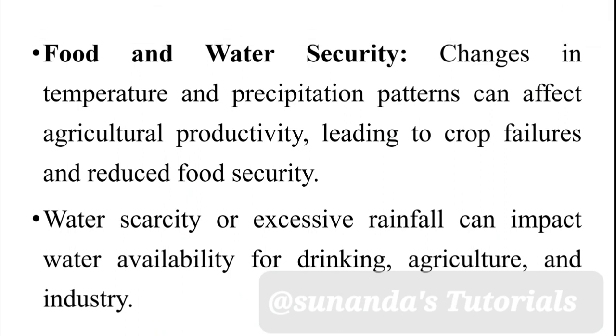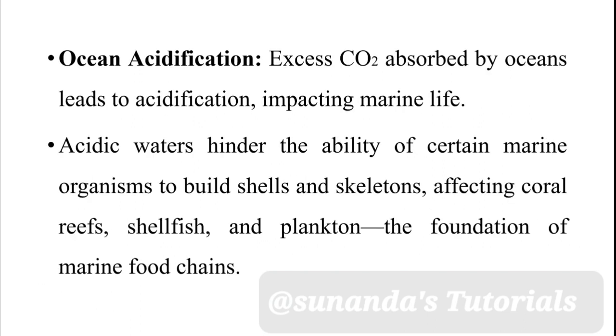Then food and water security. Change in temperature and precipitation pattern can affect agriculture, because agriculture is solely dependent on the rainfall. If the pattern of rainfall changes, then it will affect our agriculture, leading to crop failures, reduced food security. Water scarcity or excessive rainfall can impact water availability for drinking, for agriculture and for industries.